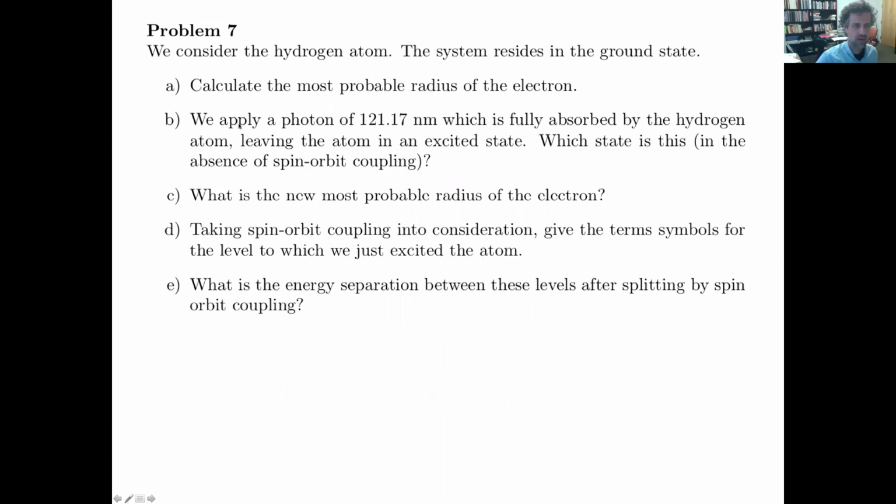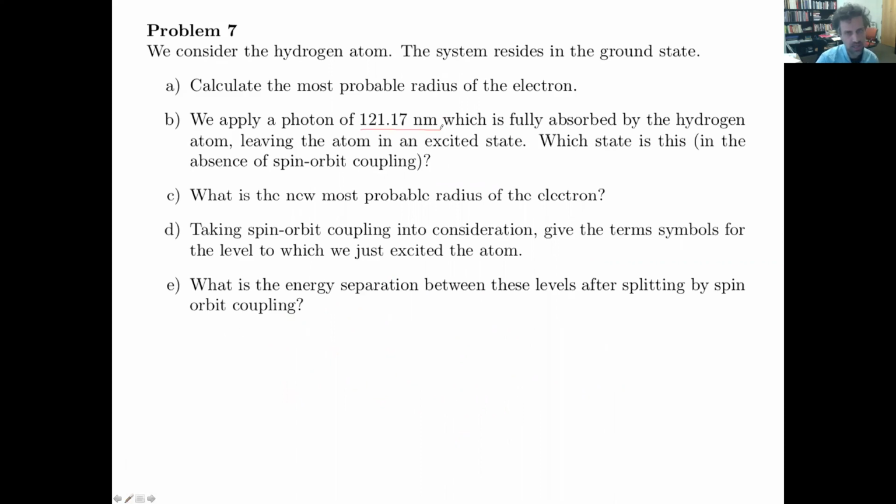Okay, B now. We apply a photon with a certain wavelength, 121 nanometers, and it's fully absorbed by the hydrogen atom. It leaves the atom in an excited state. Which state is this, in the absence of spin-orbit coupling? Okay, so what do I have to do? Well, first, I'd like to know what is the energy of this photon, because I need to know the energy.